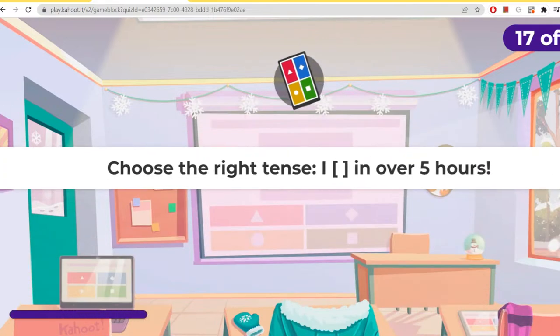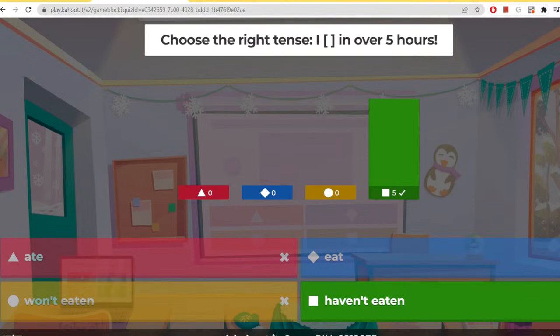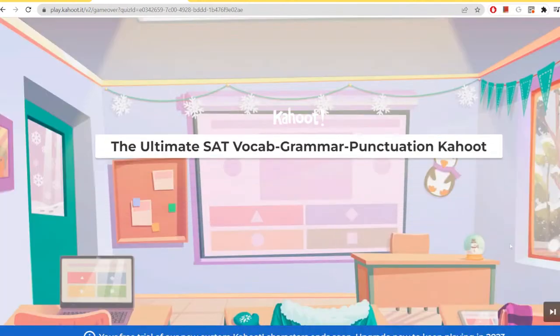All right, last one. Nice. Okay. Yep. Haven't eaten. And this works because we have a period of time, right? Not a specific moment in the past, like we saw with has been demolished. In this case, I'm using present perfect with a period of time. And so that's totally okay. I can say I haven't eaten in over 5 hours. And maybe that's why I'm hungry. 5 hours isn't that long to go without food, but I get hungry pretty fast. So yeah, there's little pieces of my own self in these questions. I'm not gonna lie. All right, let's see how it went.